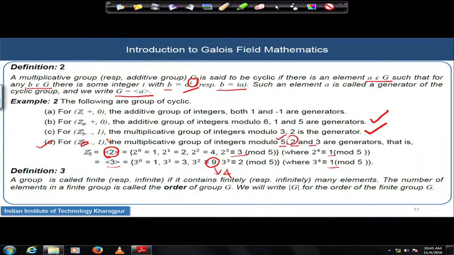The last definition in this module is related to the finite group. A group is said to be a finite group if it contains only a finite number of elements, and consecutively a group is said to be infinite if there are infinite elements inside it. The number of elements that you find inside that group is called the order of the group, and for a finite group we write the order as mod G.